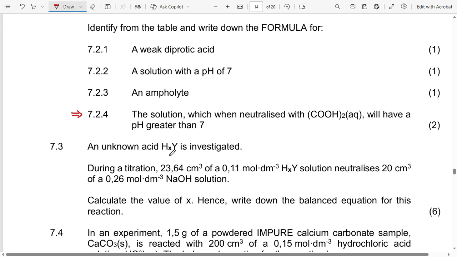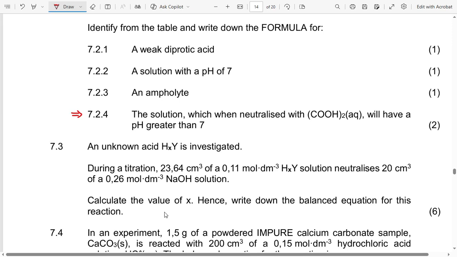7.3, an unknown acid. We are given that an unknown acid HXY is investigated. During titration, 23.64 cm³ of 0.11 mol/dm³ HXY solution neutralized 20 cm³ of 0.26 mol/dm³ sodium hydroxide solution. They want you to calculate the value of X, hence write down the balanced equation for this reaction.